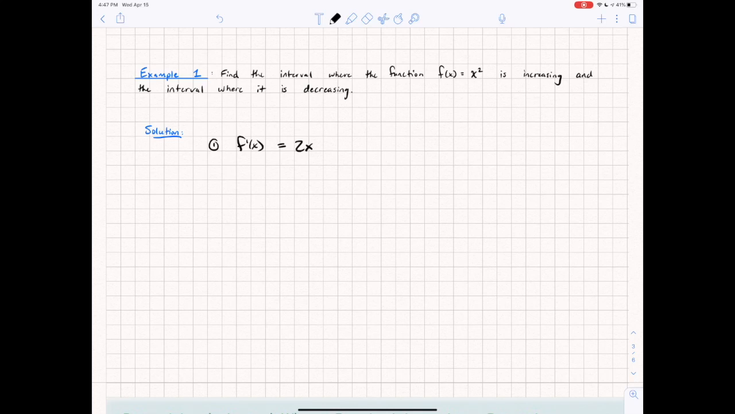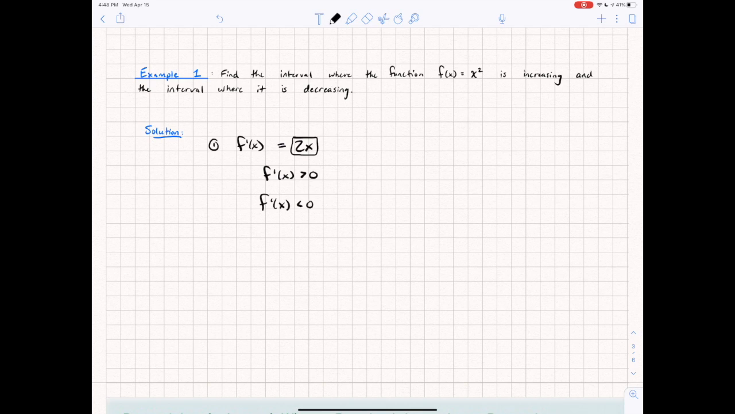And then I want to look at this equation and analyze it. Essentially, I'm looking for where this derivative is positive and where this derivative is negative, right? Where is this going to give me greater than 0 versus where is it going to give me less than 0? Well, looking at 2x, I know that if I plug in a positive value, this is going to give me a positive output.